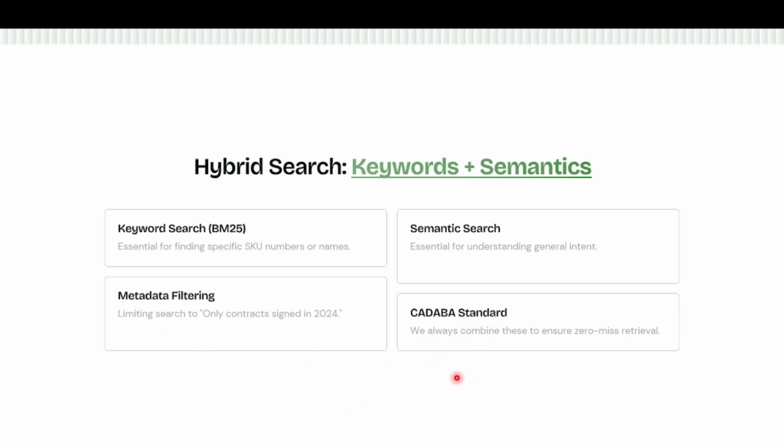Then we have the Cadaba standard. In Cadaba, we always combine these to ensure zero-miss retrieval. Cadaba doesn't just implement semantic search or keyword search or limit itself to hybrid search, or leave out metadata filtering. No, Cadaba implements everything to make sure that what is given, even if it is not 100% correct, is at least 99.99% accurate. Okay, so Cadaba implements all of this together.